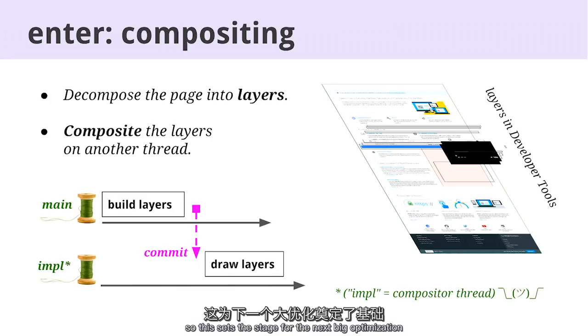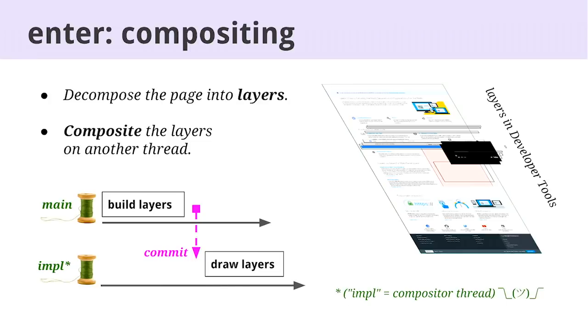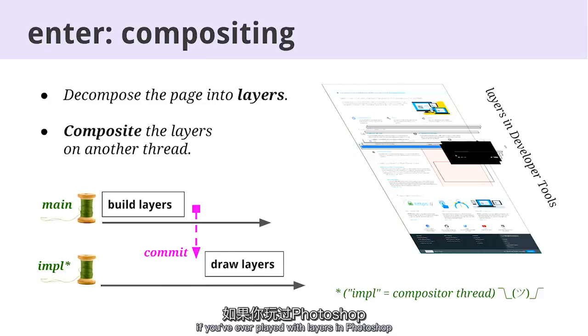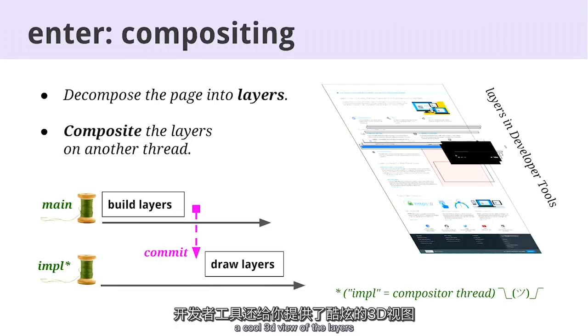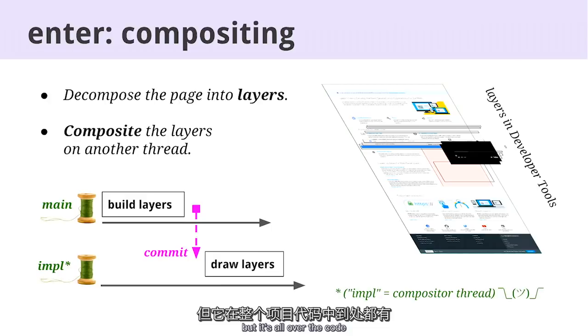So this sets the stage for the next big optimization, which we call compositing. And the compositor introduces two fundamental ideas. One is break the page into layers, and the other is combine them on a separate thread. A layer is like a piece of the web page that can be transformed and rastered independently of the other layers. If you've ever played with layers in Photoshop, it's a similar concept. DevTools even gives you a cool 3D view of the layers, which you can see on the right there. The compositor thread is called the impl thread, which doesn't make much sense, but it's all over the code, so it's useful to make that association in your head.